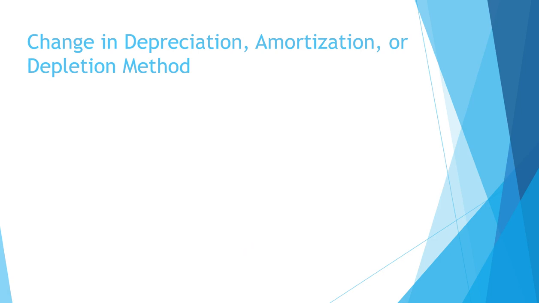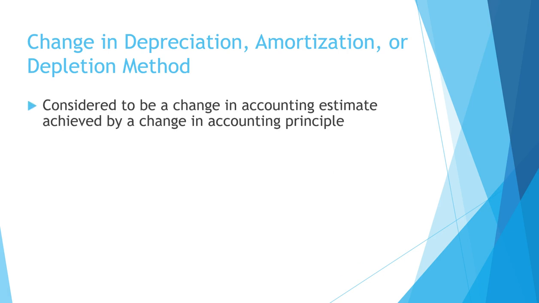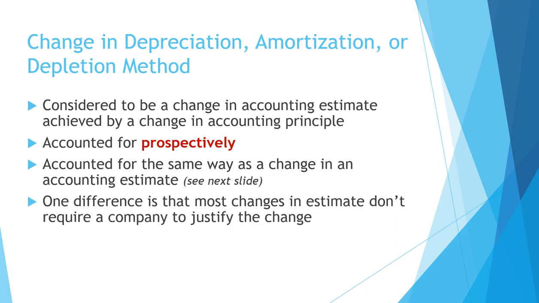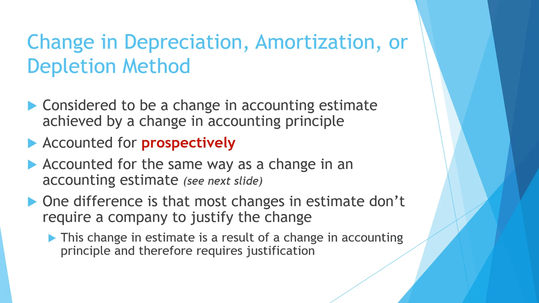Now, change in depreciation, amortization, or depletion method. These are considered a change in accounting principle, but we treat them as a change in accounting estimate. They are accounted for prospectively, the same way as a change in accounting estimate. One difference is that most changes in estimate don't require a company to justify the change, which you would have to do if you change your depreciation, amortization, or depletion method. This change in estimate is a result of a change in accounting principle and therefore requires justification.